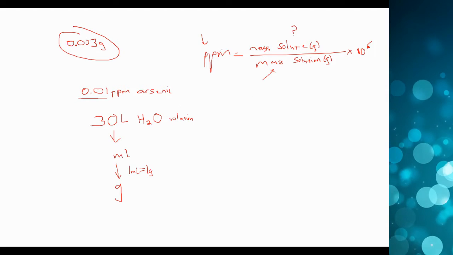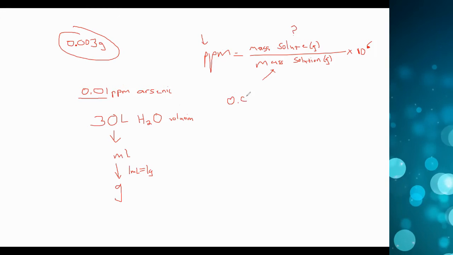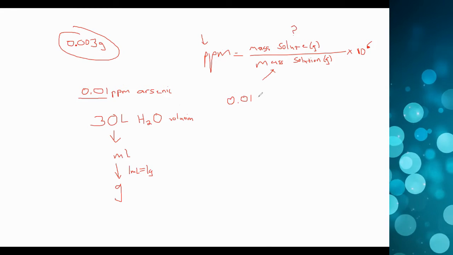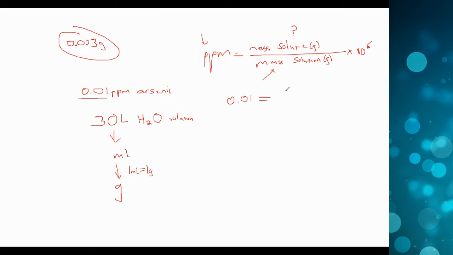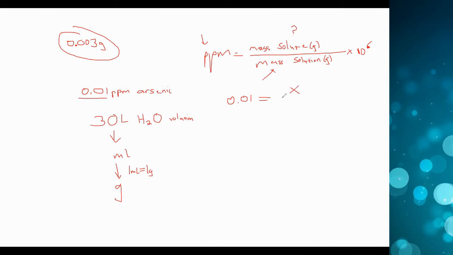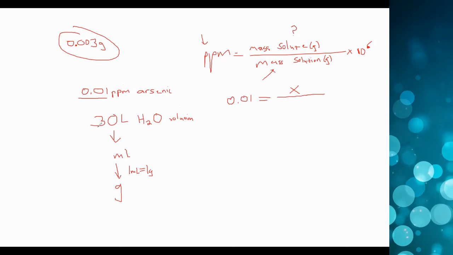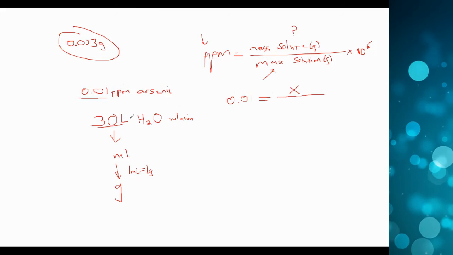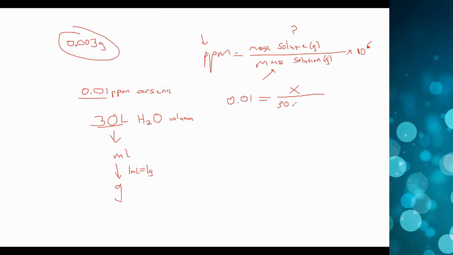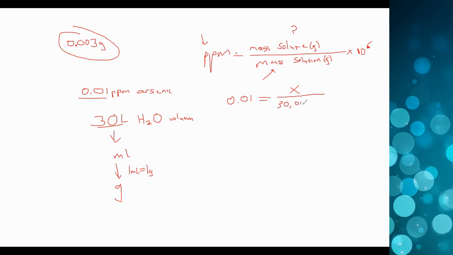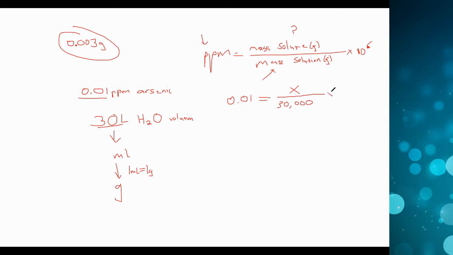So again, I'll help you plug it in. So this is 0.01 ppm is equal to, and we're trying to solve for mass of solute. I'm just going to call that X, divided by the mass of the solution, which is 30 liters, but that would be 30,000 milliliters, which is 30,000 grams. And we're going to multiply that by 1 million.